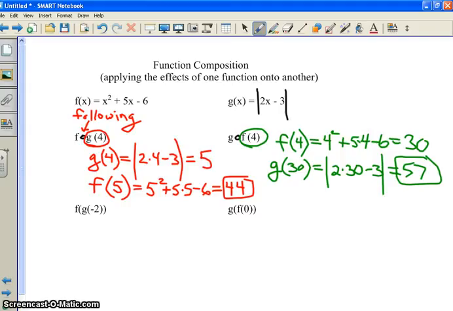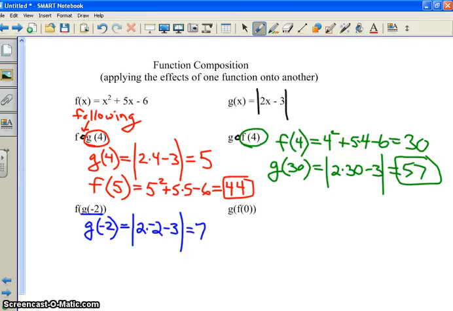Now down below, you can think about this like order of operations. We want to do inside parentheses first, and then work our way out. In this case, g of negative 2 is inside the most amount of parentheses, so that's where we're going to start. g of negative 2 will be the absolute value of 2 times negative 2 minus 3, which will be the absolute value of negative 7, and negative 7 is 7 spots away from 0.